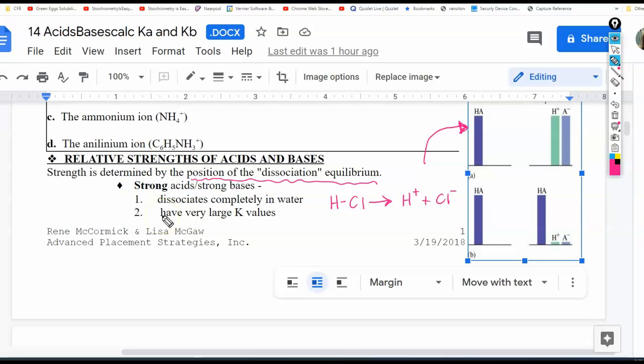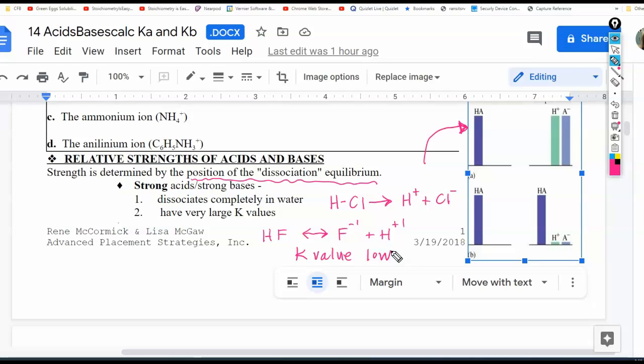What about a weak acid? A weak acid would be something like HF, which is one of our weak acids. And weak acids we would draw using a forwards and backwards arrow because only a very small amount of it is going to break apart. And so its K value in this case is going to be very low. In other words, it's going to favor the reactants instead of, like a strong acid, strongly favoring the products.